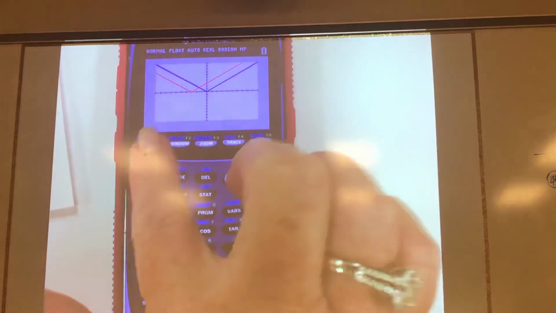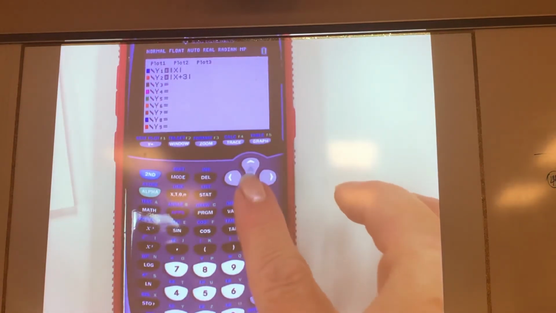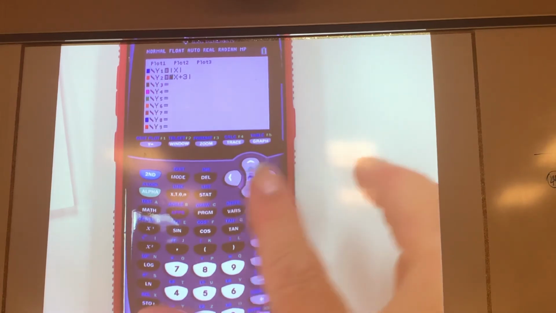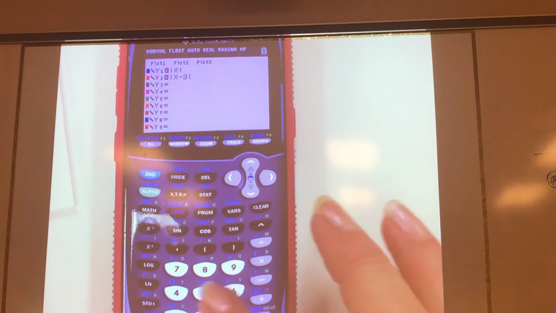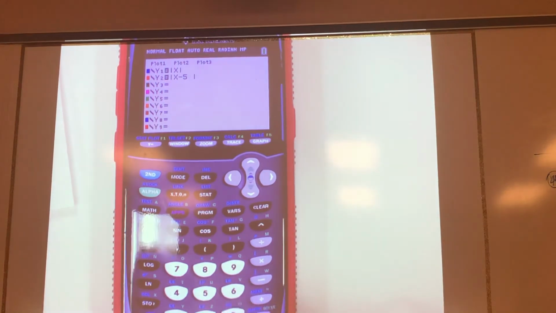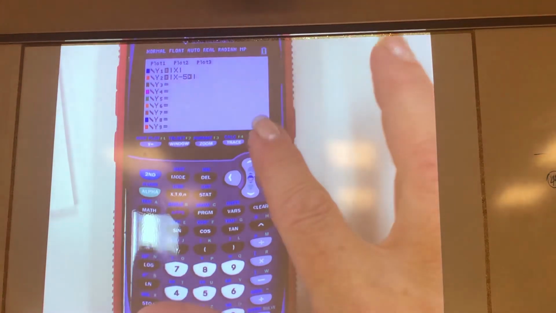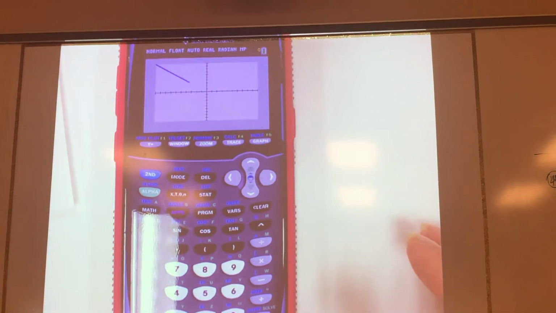Okay, so let's test it. If that's true, then I'm going to go down here, and I'm going to go minus 5. Which way should this go? Right. And how many? 5. Okay, let's see. Sorry if I am wrong. Oh, it goes to the right. Okay, so there it is.